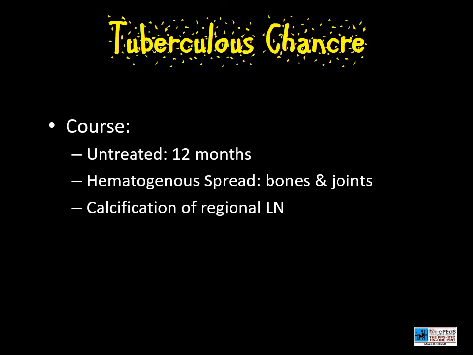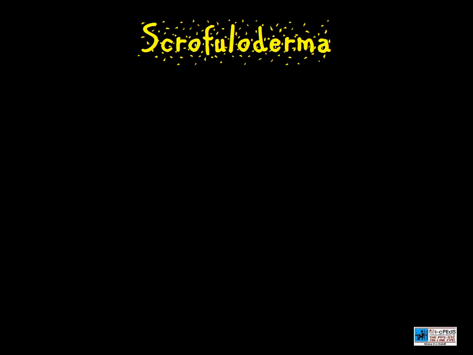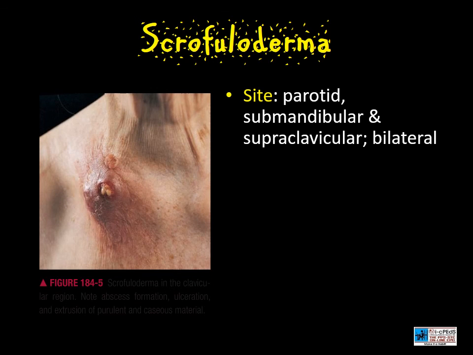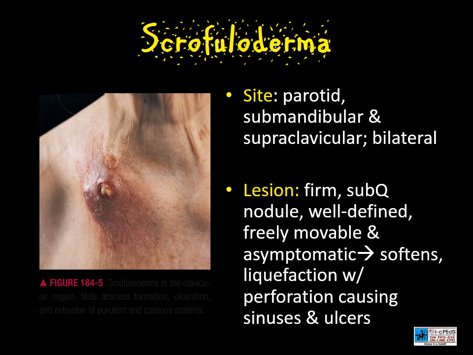Untreated tuberculous chancre condition lasts up to 12 months. The regional lymph node usually calcifies. Scrofuloderma is a subcutaneous tuberculosis leading to cold abscess formation and a secondary breakdown of overlying skin. Scrofuloderma most often occurs in the parotid, submandibular, and supraclavicular regions and may be bilateral. Spontaneous healing occurs, but the course is very protracted and it may be years before lesions are replaced by scar tissue.